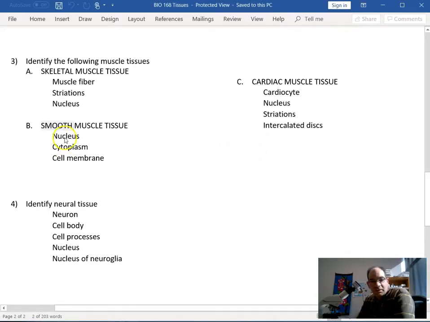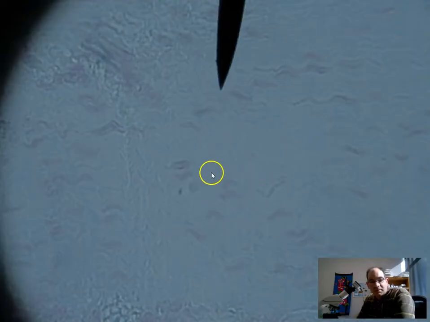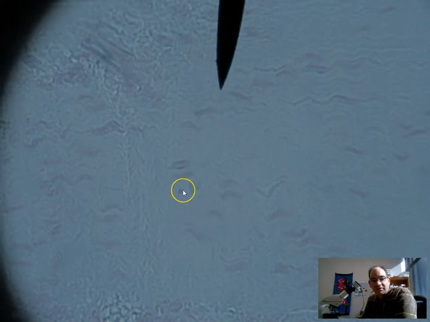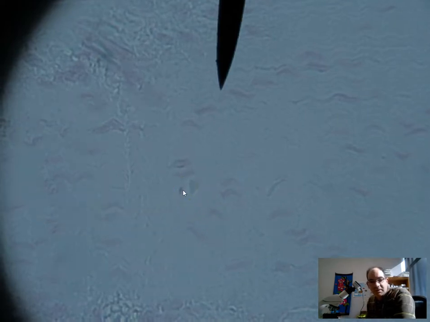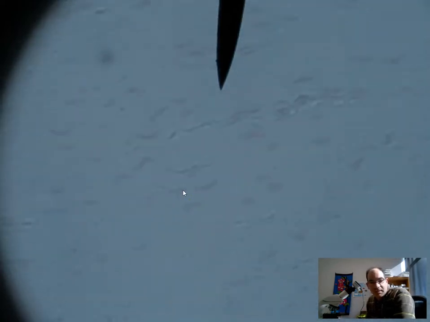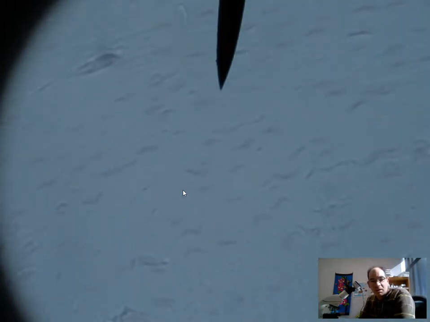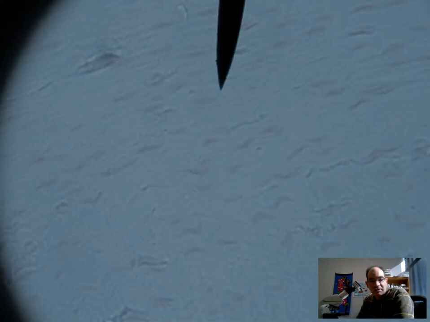So we need to know nucleus, cytoplasm, cell membrane. Can't really see the cell membranes too well. The nuclei are the darkly staining structures. Cytoplasm is everything else. So there's a couple more shots of what you might see with smooth muscle tissue. Again, this one is quite difficult and looks a lot like dense regular.